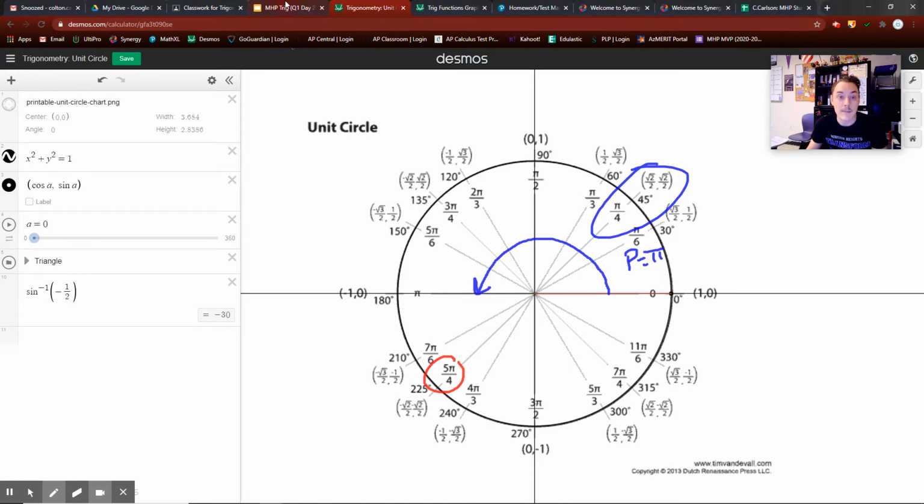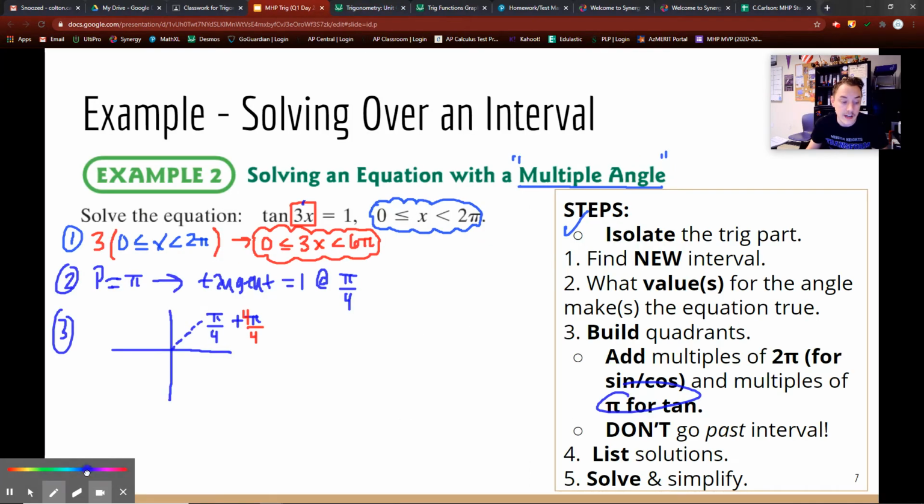Great. So that means over here, I'm going to go into the third quadrant and say, 5 pi all over 4. Make sense? So I added 4 pi over 4, or pi, and then I got 5 pi over 4. So in other words, this is the first solution that I got. This is the second solution I got. So far, so good?